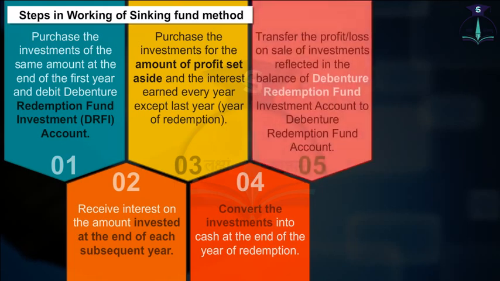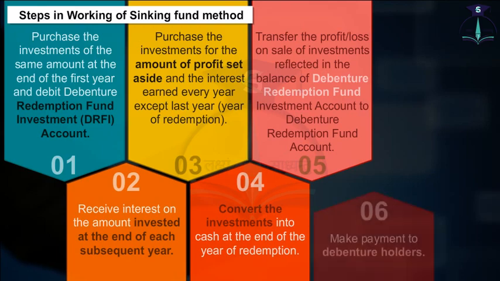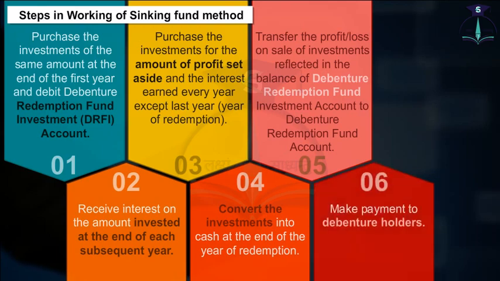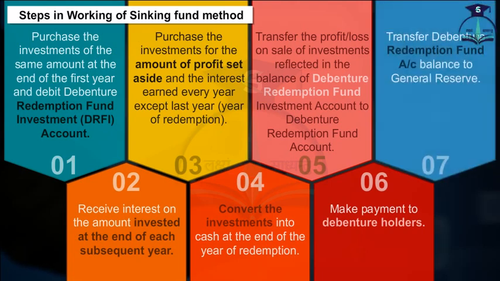5. Transfer the profit or loss on sale of investments reflected in the balance of debenture redemption fund investment account to debenture redemption fund account. 6. Make payment to debenture holders. 7. Transfer debenture redemption fund account balance to general reserve.